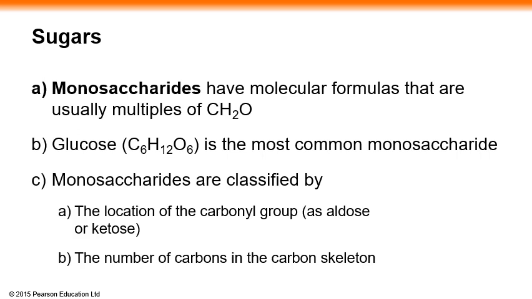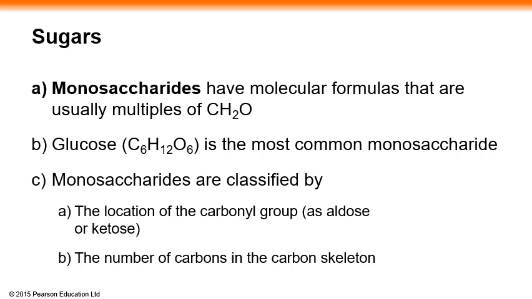Okay, monosaccharides are the carbohydrates composed of just one simple sugar molecule. We call them monosaccharides. Monosaccharides have a molecular formula. Molecular formula shows you the composition of atoms. The molecular formula is usually a multiple of C1H2O1. So if I multiply by 6, it comes out C6H12O6. That's the molecular formula for glucose. So glucose, C6H12O6, is the most common monosaccharide.